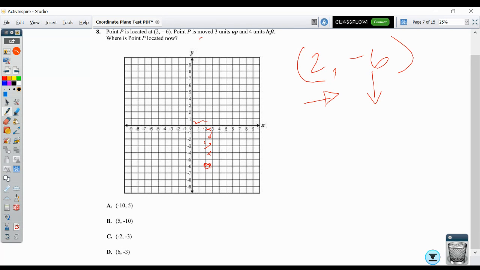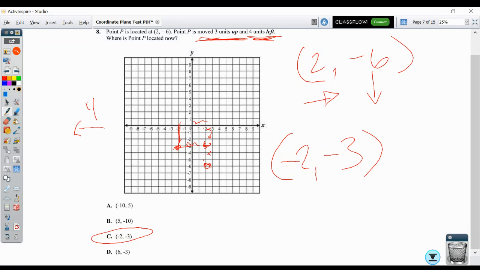Okay. So then it says move 3 up. So 1, 2, 3. I'm right here. And then it moves 4 left. Left is this direction. 4. So that's going to be 1, 2, 3, 4. So now I am at -2, -3. The answer is C, -2, -3.